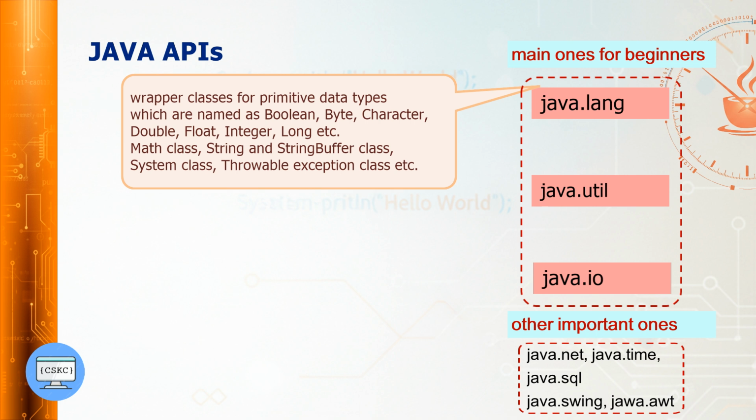Double, Float, Integer, Long, etc. Math class, String and StringBuffer class, System class, Throwable exception class, etc. Please note that a wrapper class name begins with an uppercase alphabet, as against the lowercase alphabet for a primitive data type.